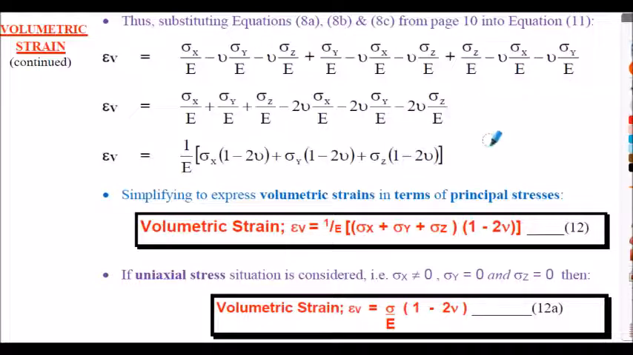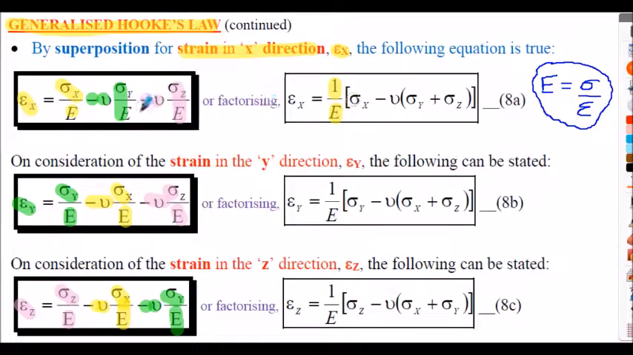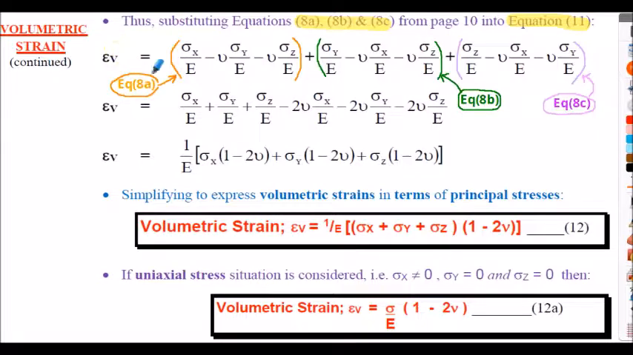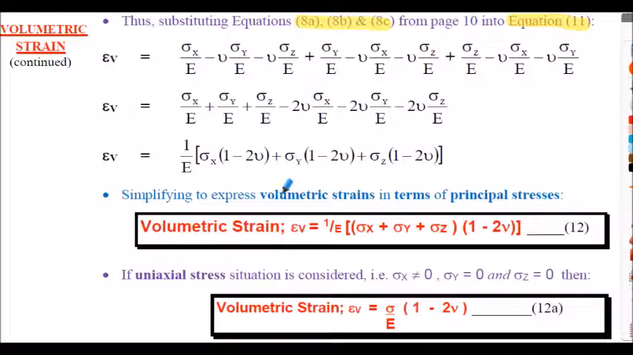But what we're doing here is substituting in equations 8a, 8b and 8c from our previous slide. We're putting them into equation 11. For reference, here's equation 8a, equation 8b, equation 8c. And here are the three equations inserted into the volumetric strain equation. And we'll end up with a simplified equation, so simplifying volumetric strains now, but in terms of stresses.